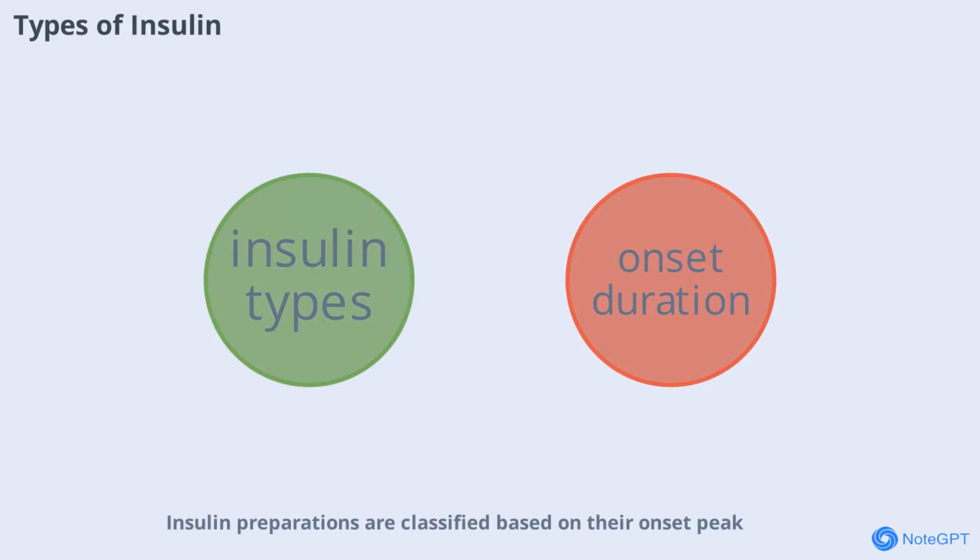Insulin preparations are classified based on their onset, peak, and duration of action. The main types include rapid-acting, short-acting, intermediate-acting, long-acting, ultra-long-acting, premixed, and inhaled insulins. Each type is designed for specific clinical situations, such as mealtime glucose control or providing a steady background level of insulin. Choosing the right type is essential for effective diabetes management.